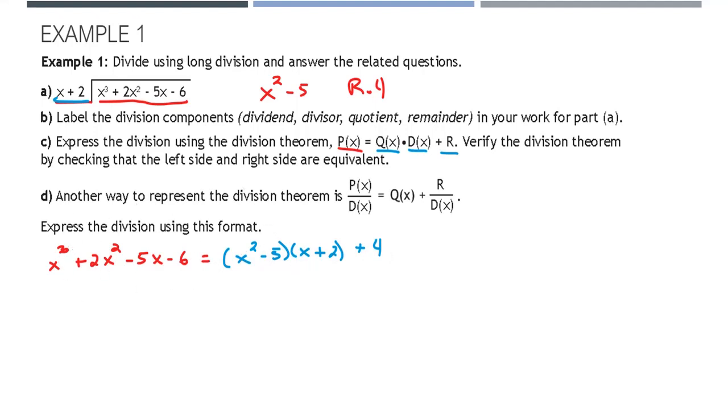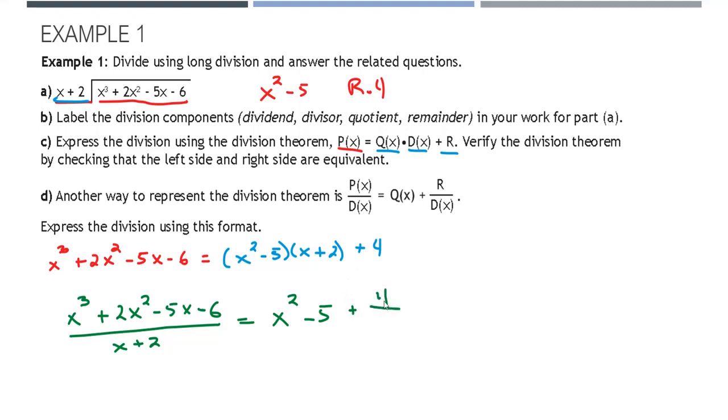Now there's a second way to actually represent this. The division theorem also says that P of x divided by D of x, so our original polynomial x cubed plus 2x squared minus 5x minus 6, if we divide that by the divisor, x plus 2, we should get our quotient, which makes sense. We should get x squared minus 5. And then the remainder, which is 4, we divide by x plus 2, because we were still trying to divide that by x plus 2 at that point. Let's put these in brackets here.